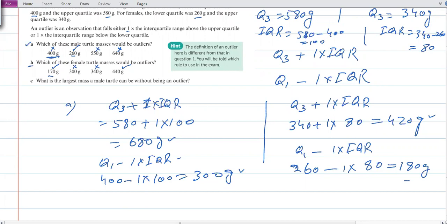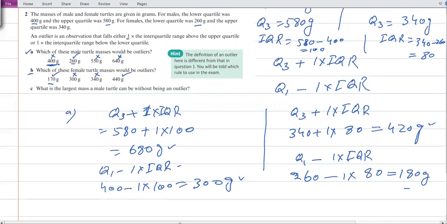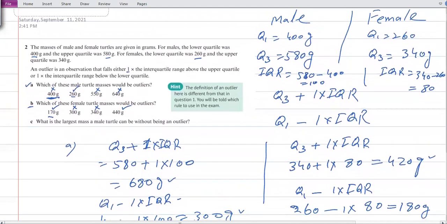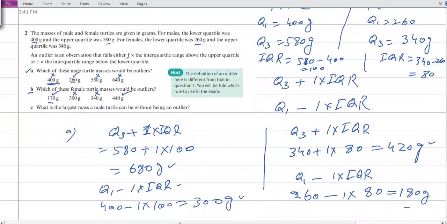And keep in mind, a data set can have more than one outlier. It's not a must that data will always have one outlier. It can have many outliers. Any value in the data that fulfills this condition will be declared an outlier. And then part C is asking, what is the largest mass a turtle can be without being an outlier? So, which is not an outlier, the largest possible value of the mass of the turtle.